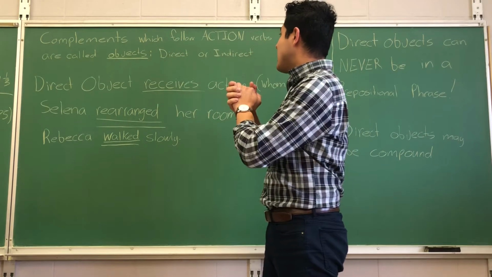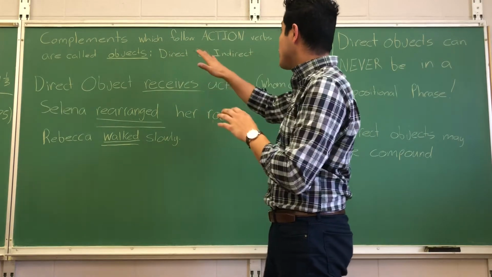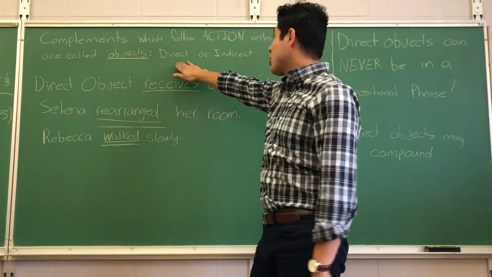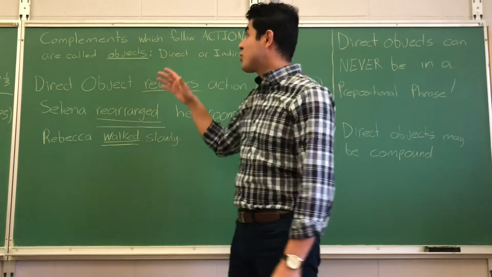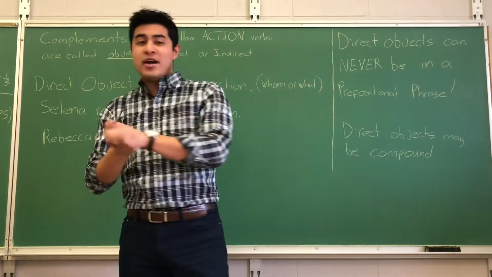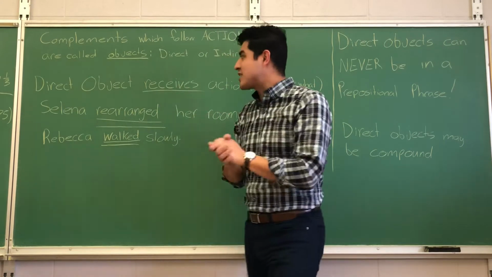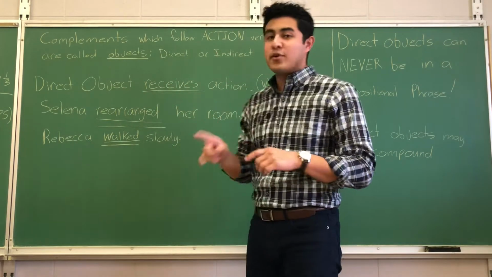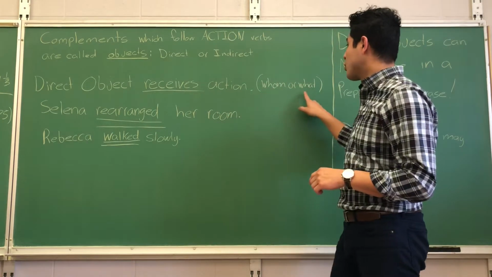Complements that follow action verbs are called objects, okay? And so these are our direct and indirect objects. This is what we are going to go over right now. A direct object is a noun or pronoun that follows an action verb. The direct object receives the action from that verb and answers whom or what.